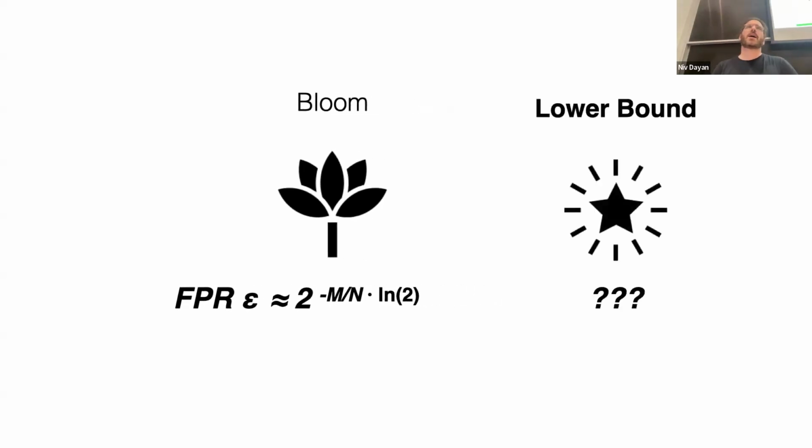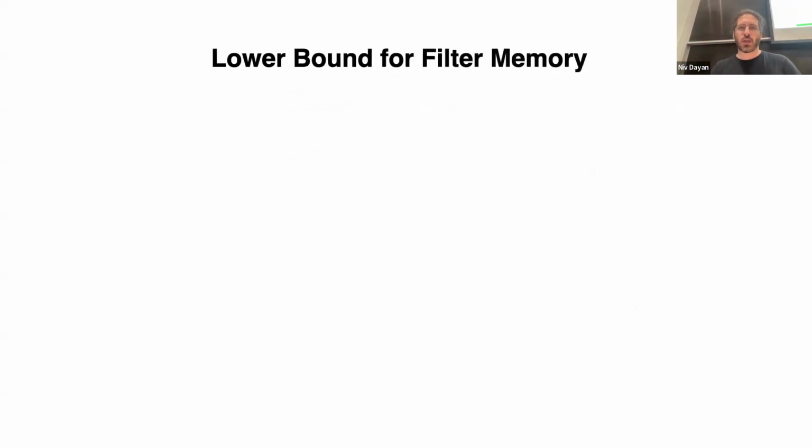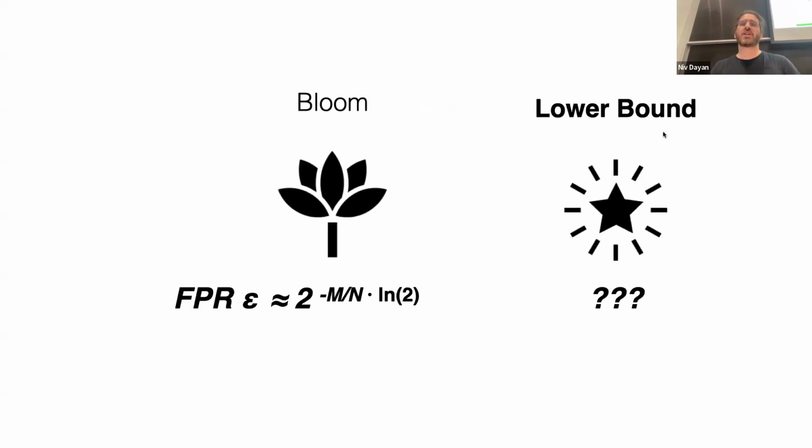Okay, but here's a question, and it's a theoretical question. How far away is this from the best you could possibly do in terms of the false positive rate? I'm asking us to actually derive a lower bound for what the false positive rate for a filter should be. And then I want to check how close the Bloom filter is to that lower bound. So this is what we're going to start doing.